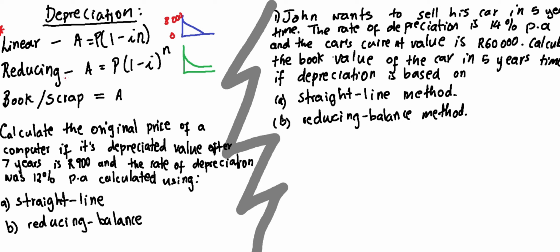And then we go to the reducing method. The reducing method is the same as the compound interest. The difference is that you are having a negative here, right? So its graph is this one. Same.